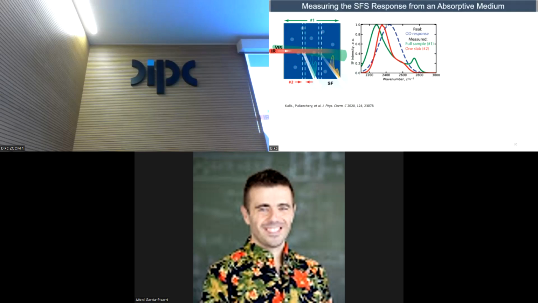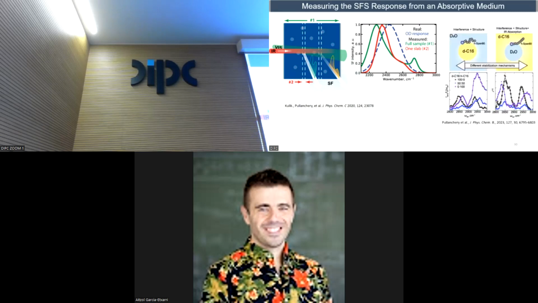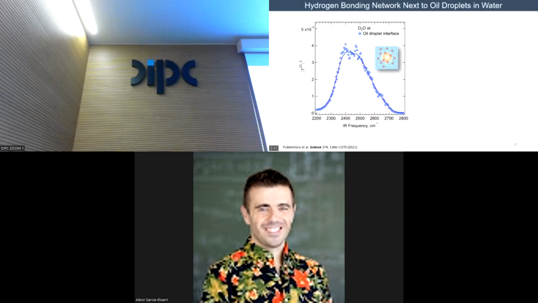And then we also had to demonstrate that this procedure actually works, not just for interfacial water. So we then went ahead and did the same type of experiment for the CH stretch vibrational region, which is a more crowded region. There are more peaks that are well ordered. And we showed that you can also use the same correction procedure to get interfacial spectra in absorptive media. So with these two studies, we had all the ingredients to go and do the measurement for oil droplets in water.